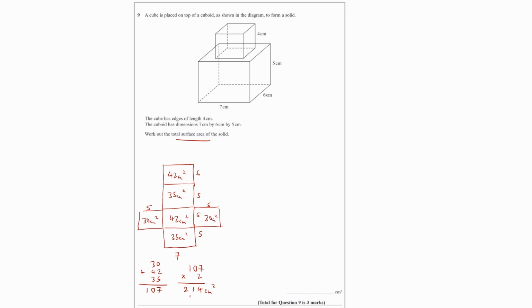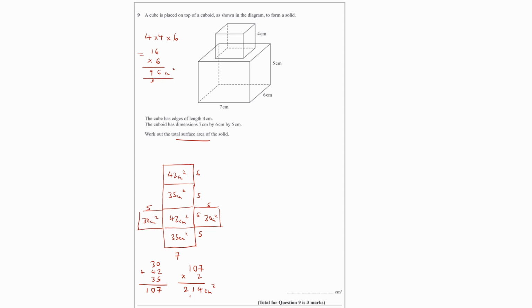The cube, the surface area of the cube is 4 by 4 and then times 6. 16 times 6, 36. 6 times 1 is 6, plus 3 is 96 centimetres squared.